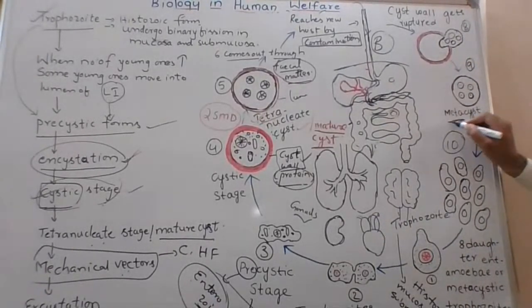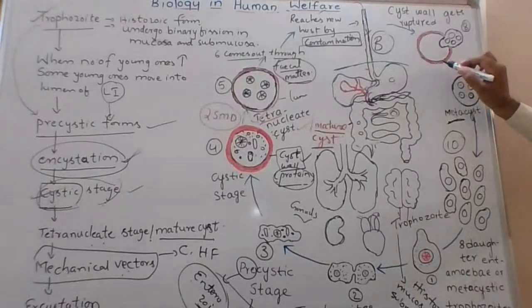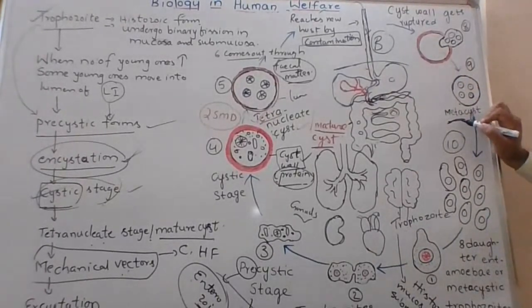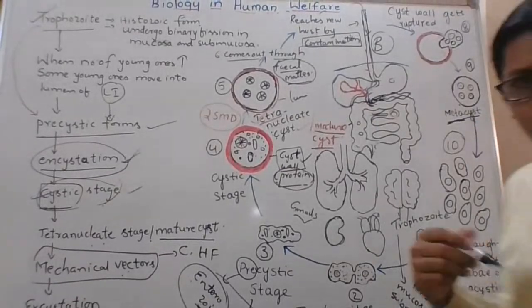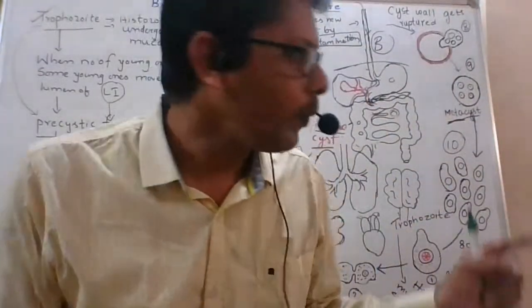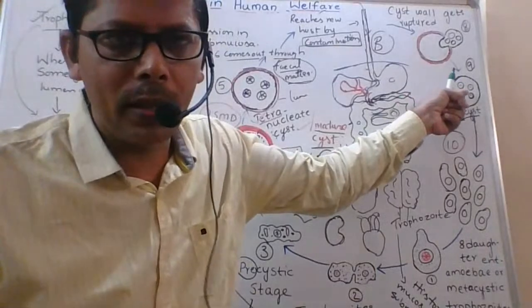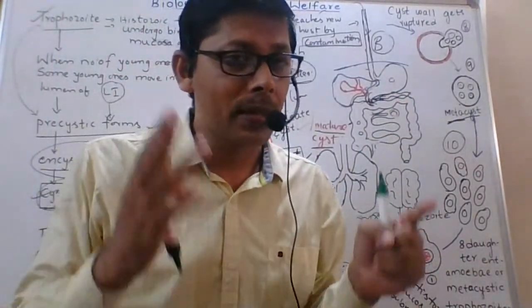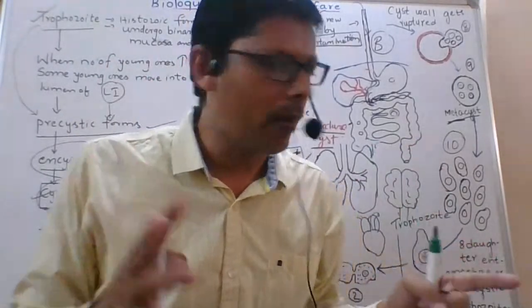Now it is called, you put the cyst wall layer. No, this red color line is not here. This is the metacyst. Now how many nuclei are there in the metacyst? Four. Each one undergoes one mitotic division, and as a result eight nuclei form.